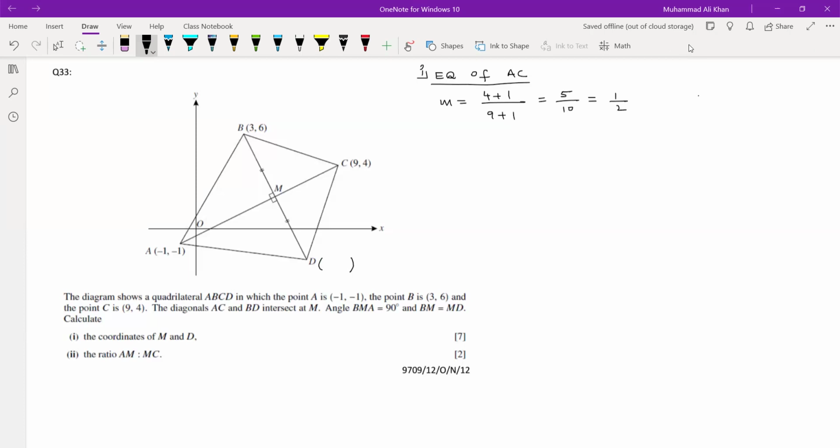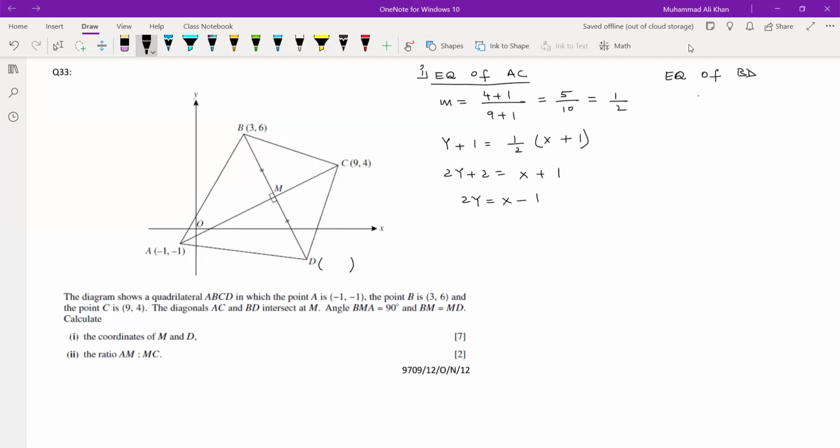Any confusion? Now, after that, I am calculating the equation y minus y1 using the coordinates of A. So y minus y1 equals m times x minus x1. So cross multiply: 2y plus 2 equals x plus 1, and 2y equals x minus 1. This is the equation of AC. Any confusion?